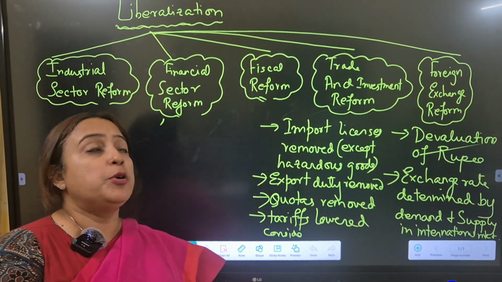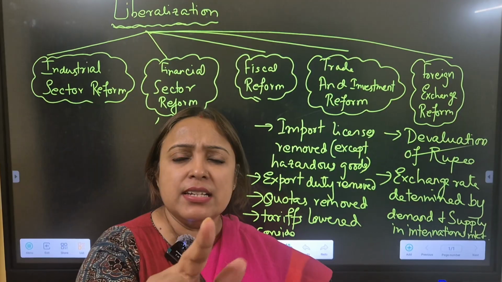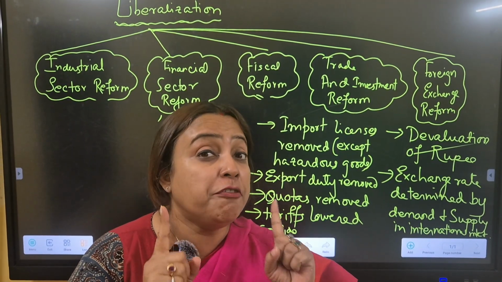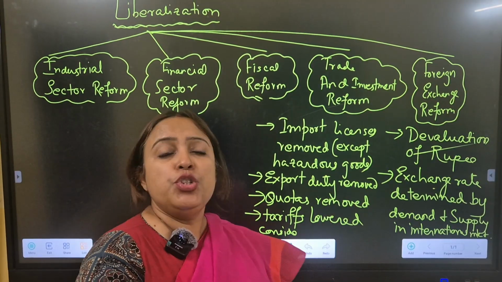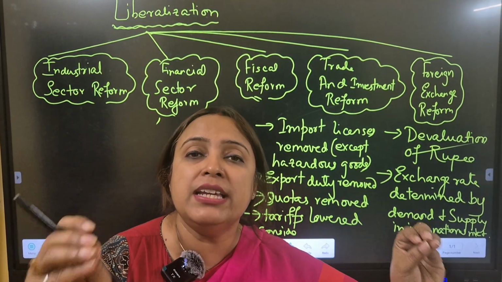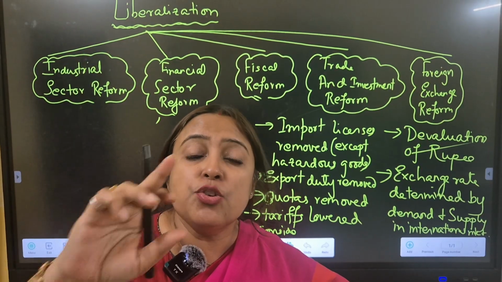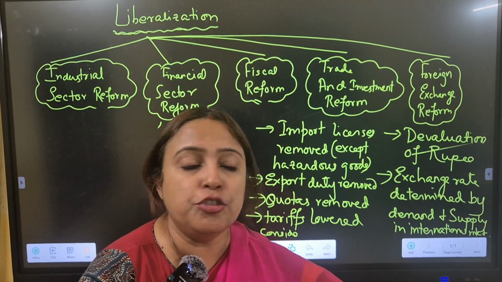Fourth reform under liberalization was trade and investment reform. Import licenses were removed except for the very hazardous chemicals and hazardous goods. Export duty was removed so that India can sell their own goods in the international market at a price which can compete with the prices of goods coming from other foreign countries.